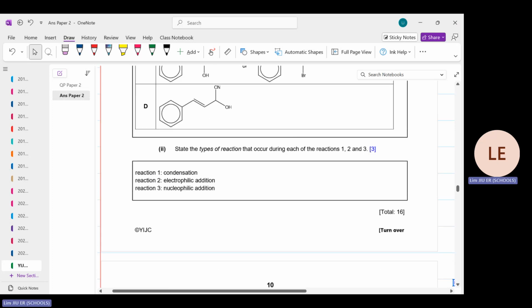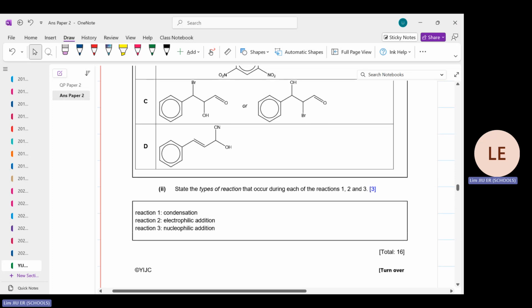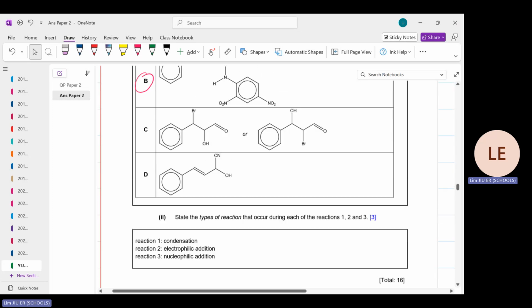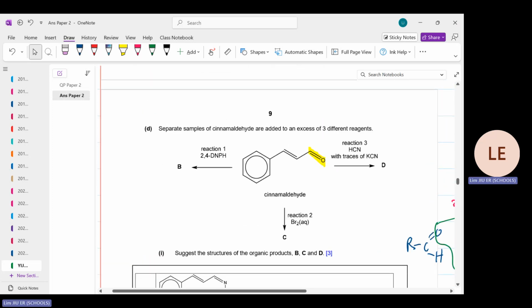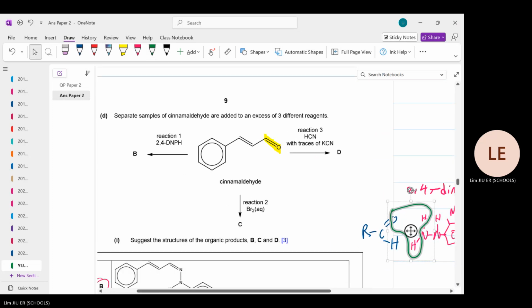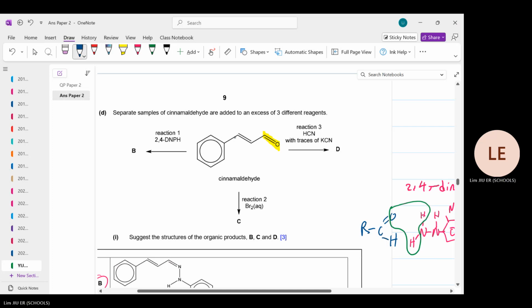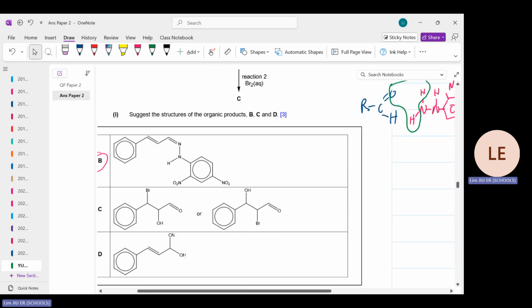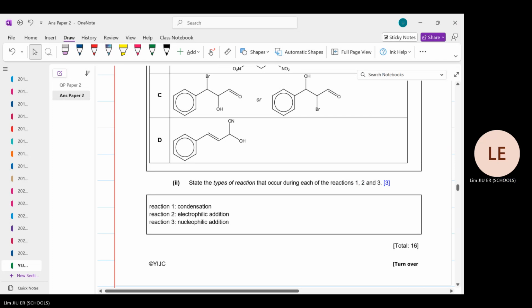Now, do you notice this type of reaction? Type of reaction is something that you cannot run away from, so you need to know it. 2,4-DNPH is condensation because there is a water molecule coming out. HCN is nucleophilic addition. This one is electrophilic addition. It all goes by your functional group. You see what functional group undergoes the reaction, and from there you can determine the type of reaction.